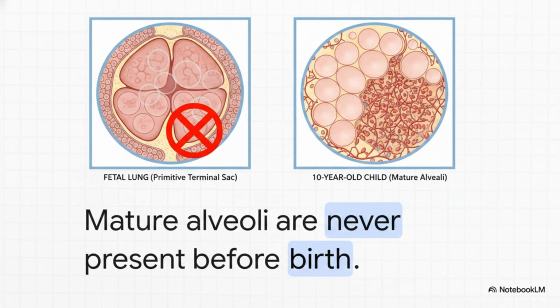And I want to leave you with this final, definitive, and heavily tested physiological fact. Mature alveoli are not present before birth. Don't let tricky board questions fool you into thinking lung development is all wrapped up in utero. The lungs are constantly developing, constantly adapting, from that very first microscopic lung bud all the way through the first decade of life.